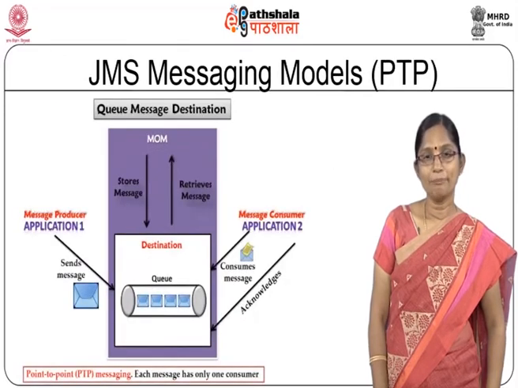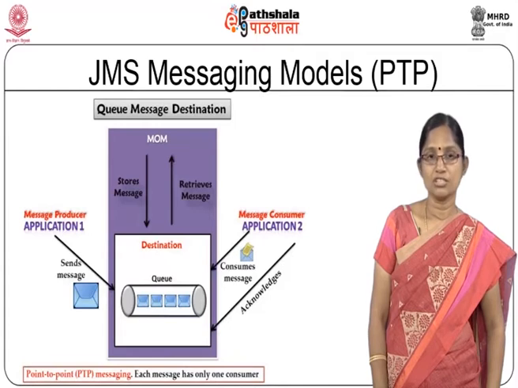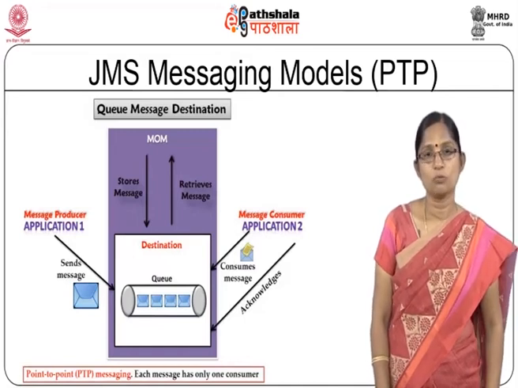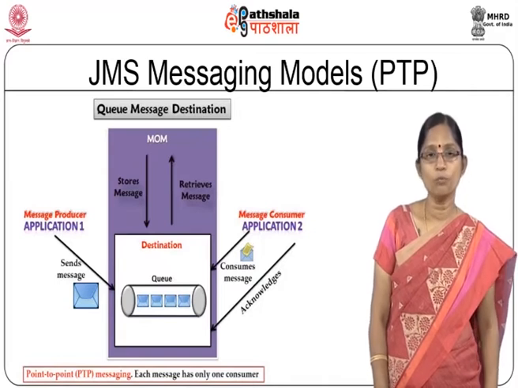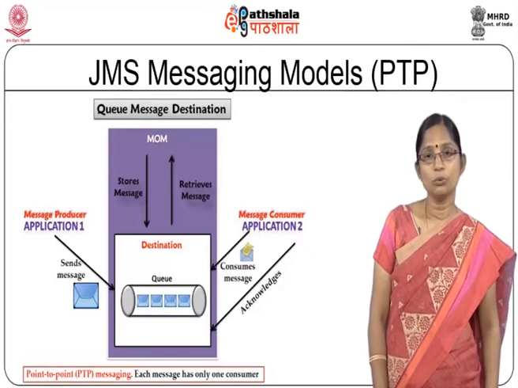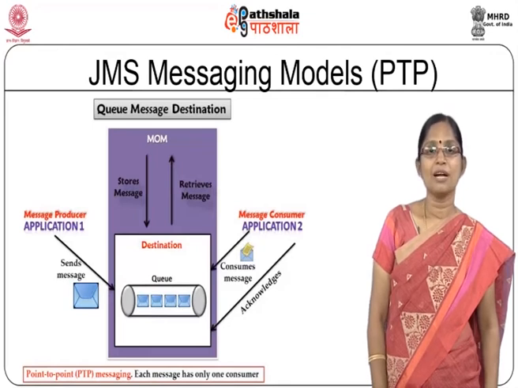You can see that two applications are there. One application can be considered the producer and the other application the consumer. In the middle, you can see the MOM, which is nothing but the JMS provider. The destination is composed within the JMS provider and is visualized as a queue. The producer, whoever produces the message, sends the message to the queue. From the queue, the application on the other side, that is the message consumer, consumes the message. Once it consumes the message, it sends the acknowledgement back to the destination. So, each message is going to have only one consumer.